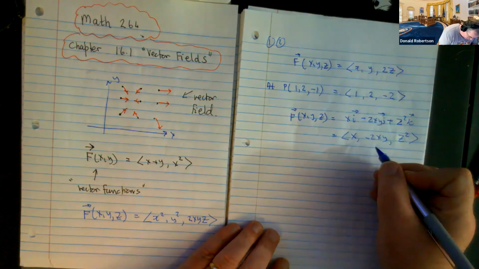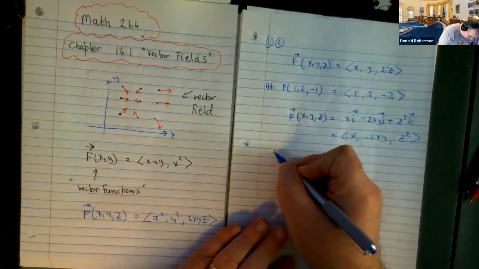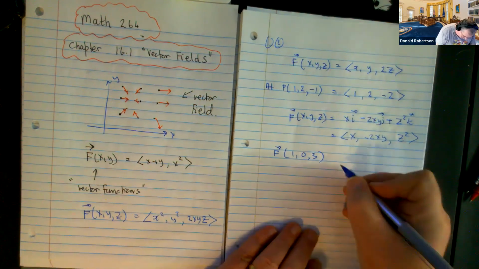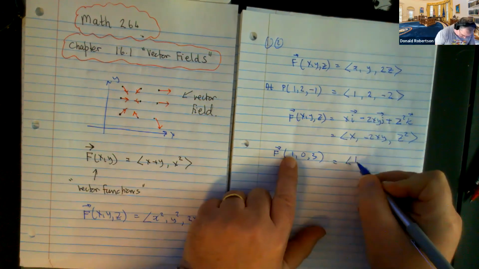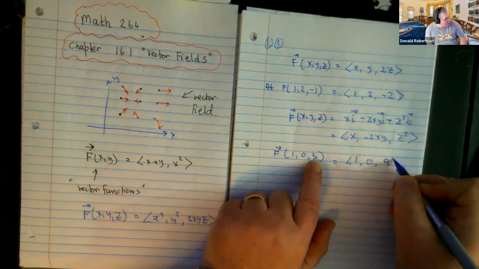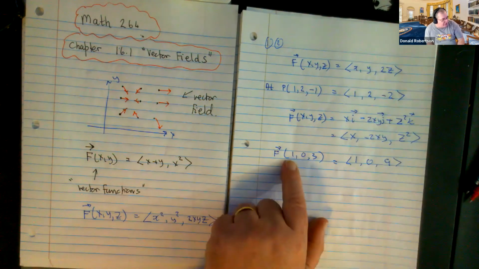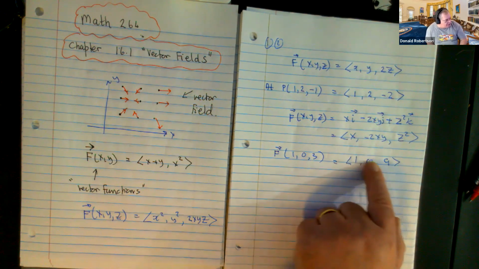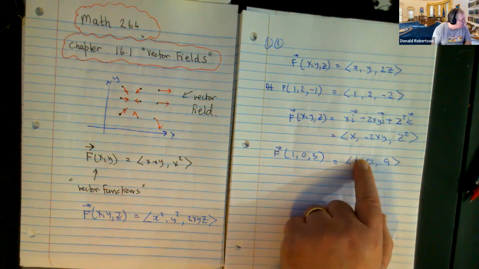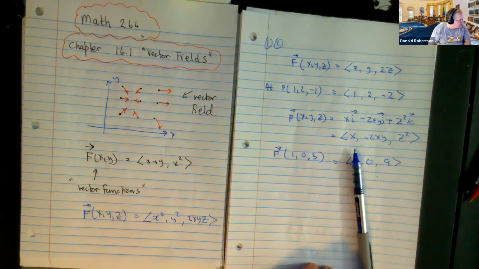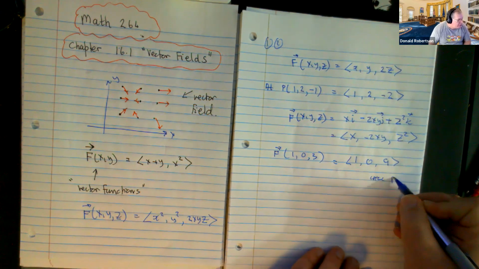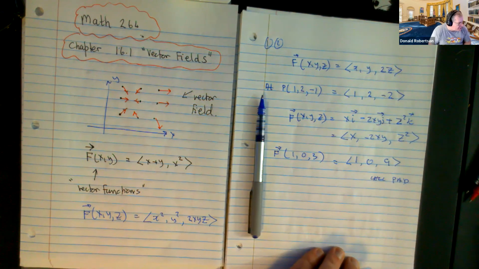If you were given this and you were being asked to find it at 1, 0, 3, for example, you would get 1, 0, and 9. So at any given point in 3D space, are you comfortable that you could evaluate the unique vector that you would get? Now, when you're typing your answers into WebAssign, when you click on the little box, I think it's called CalcPad, you have to scroll to the one that says vectors.